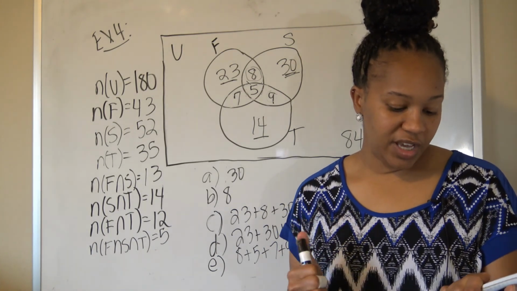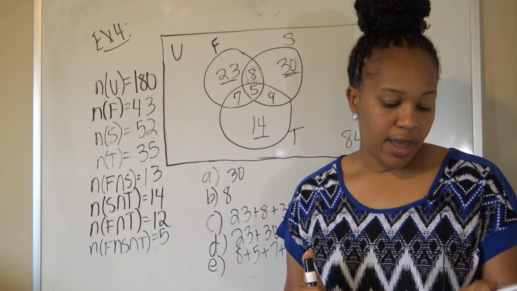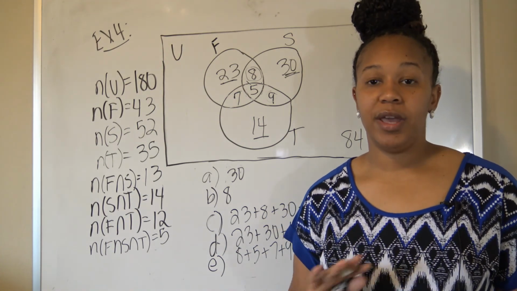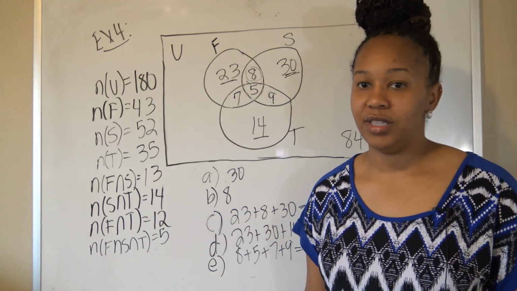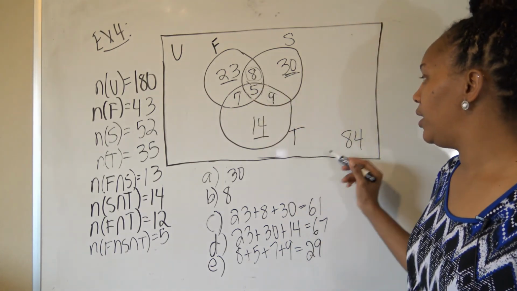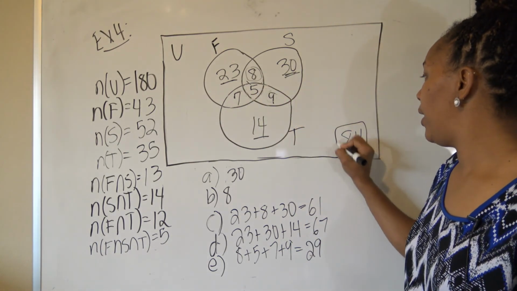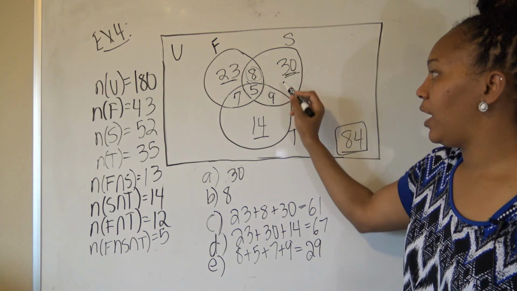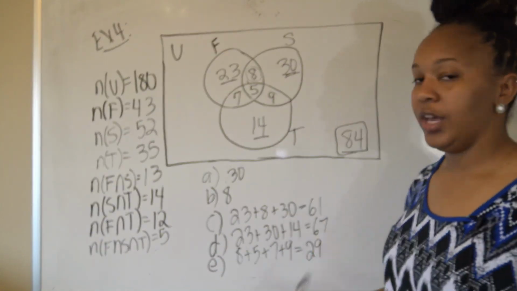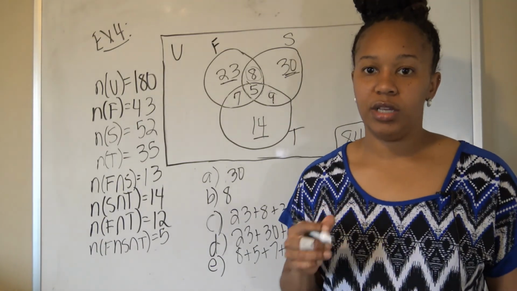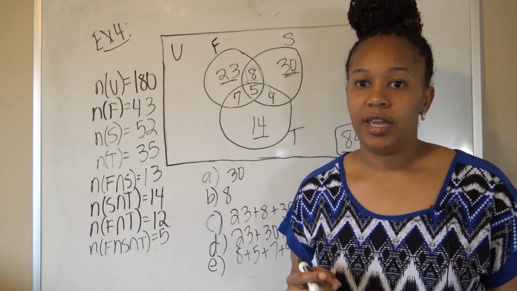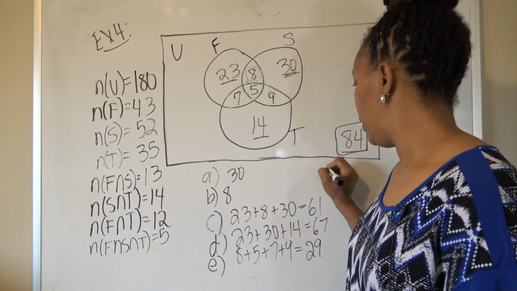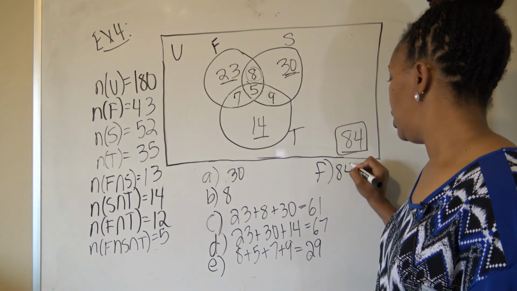And then the very last part is how many did not participate in any of the activities. That's really easy from our Venn diagram. That is this number out here because these are the ones that are not in any of those 3. So that answer would be 84. So the answer to that last part, F, I'll just squeeze it in here, is 84.